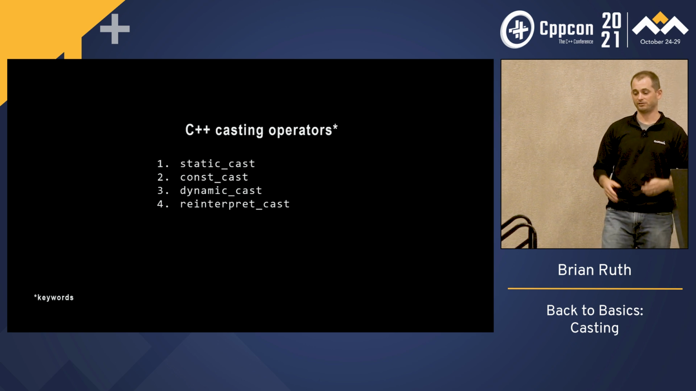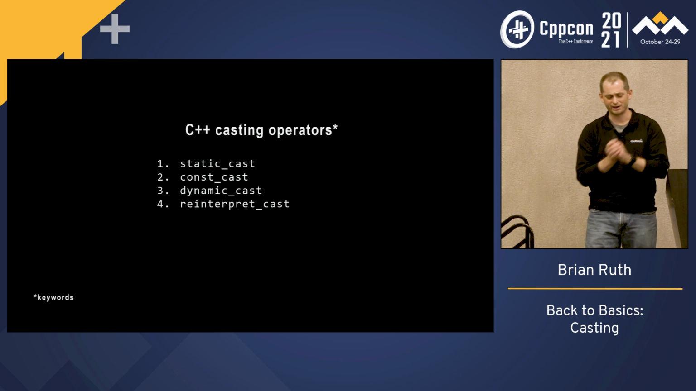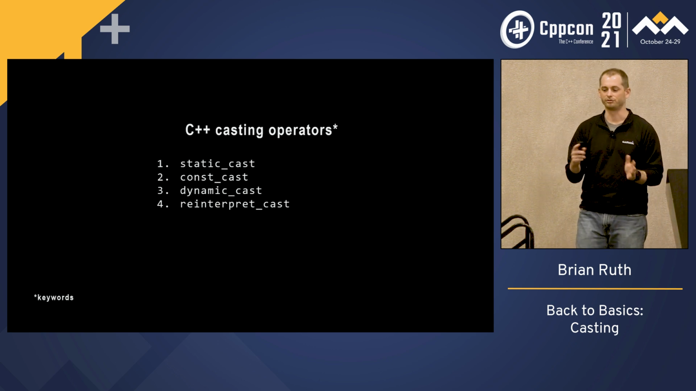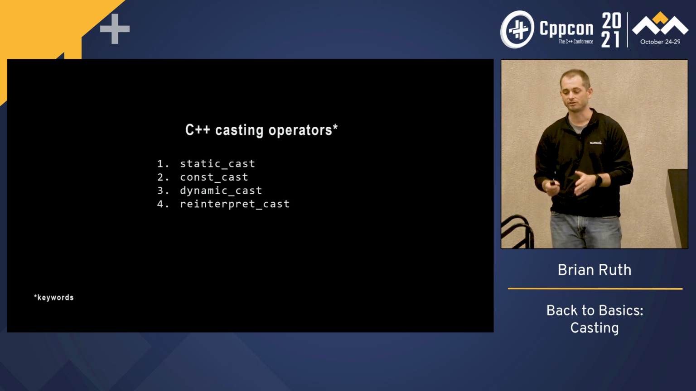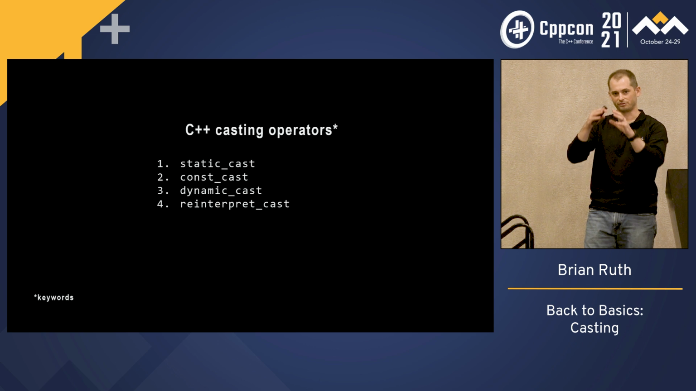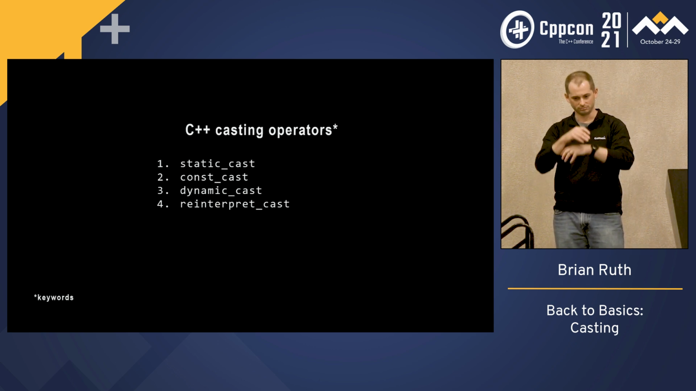So C++ has these 4 casting operators. And they're called operators, but they're actually keywords. So these are keywords in the language. There's no header that includes them or anything like that, but they're considered operators, but they do not participate in operator precedence. Because just their syntax, just by design, doesn't need it.